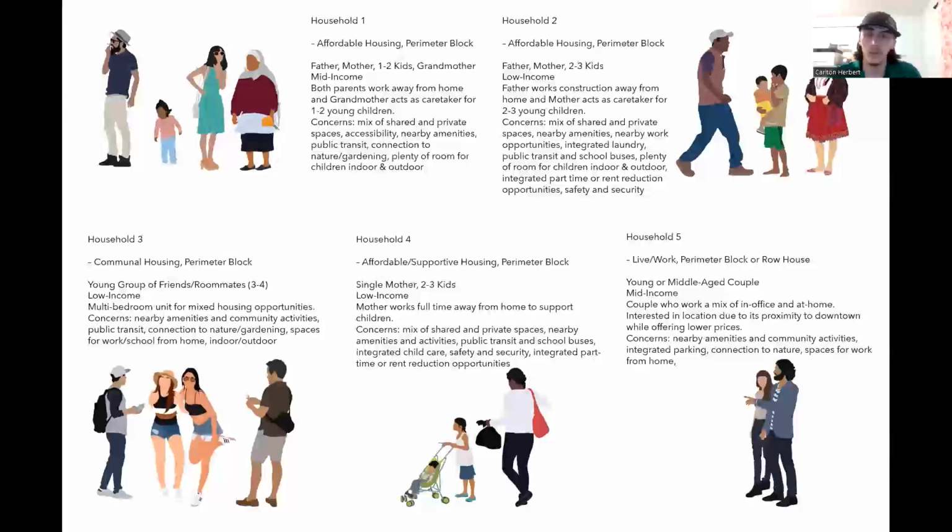Household 2 here would be a father who works construction away from home, and a mother who's a caretaker for 2 to 3 young children. Household 3 would be maybe a group of friends or roommates, either going to school or just working in the area, a multi-bedroom unit, a mixed housing opportunity. Household 4 would be a single mother who has to work away from her children, so any kind of integrated childcare or opportunities to work nearby would be great for that setup. And household 5 was maybe a young or middle-aged couple who are both working either in an office or at home, a mix, and ideally being commuters to downtown.